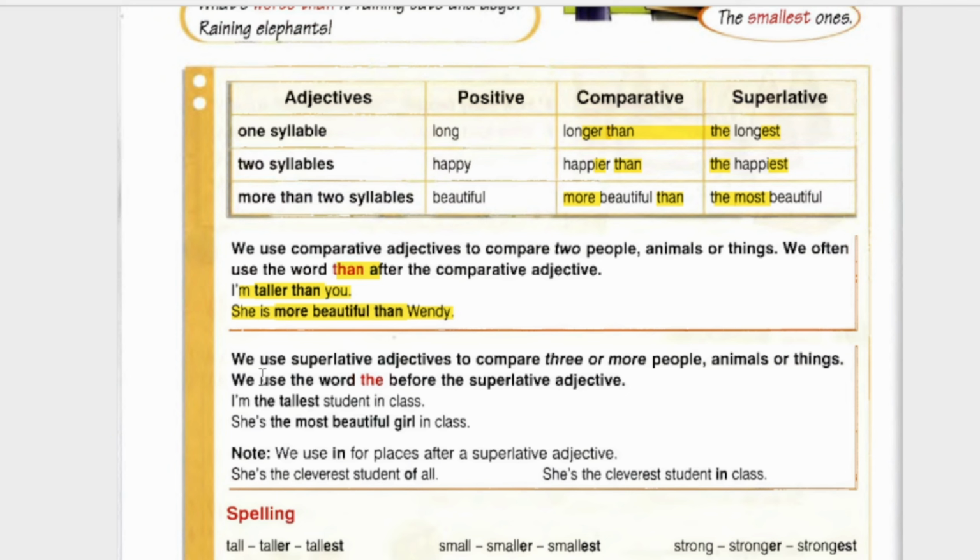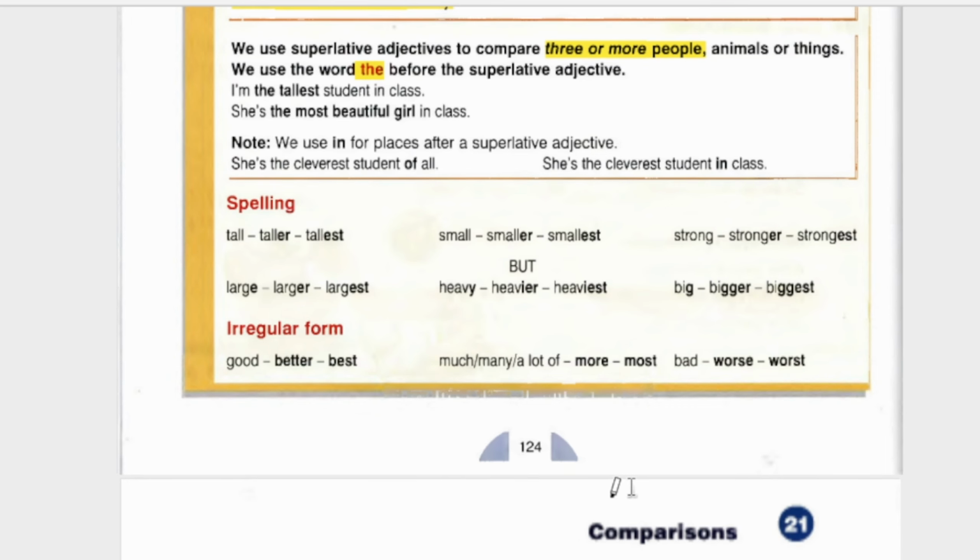We use superlative adjectives to compare three or more people, animals, or things. We use the word the before the superlative adjectives. For example, I am the tallest student in the class. She is the most beautiful girl in the class. And note, we use in for places after a superlative adjective. For example, she is the cleverest student of all, or she is the cleverest student in the class.